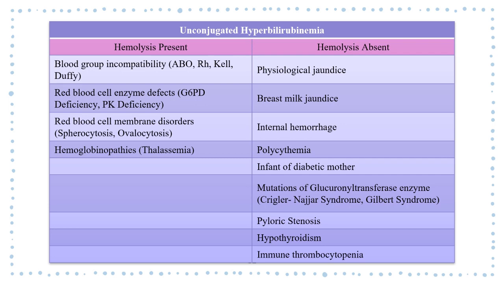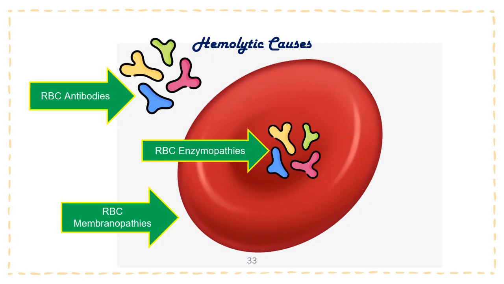Here we have a few categories. We can divide them into three. You have causes outside the red blood cell, within the red blood cell membrane, and within the enzymes of the red blood cell. So we have RBC antibodies, RBC enzymopathies, and membranopathies. We're going to start off with the antibody issues.